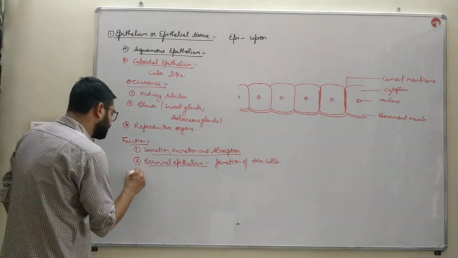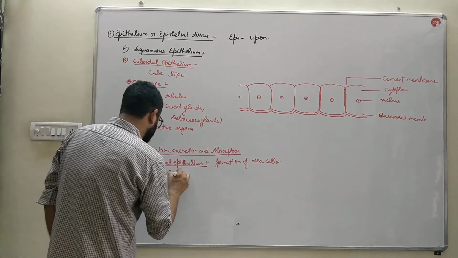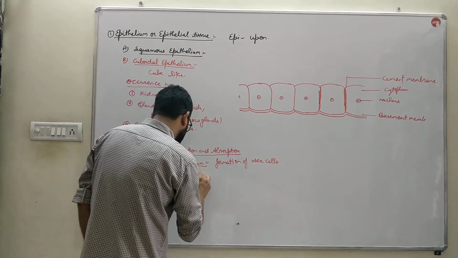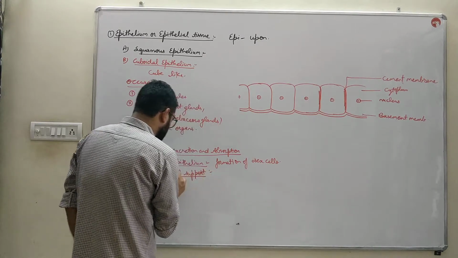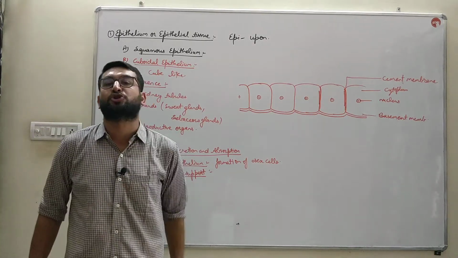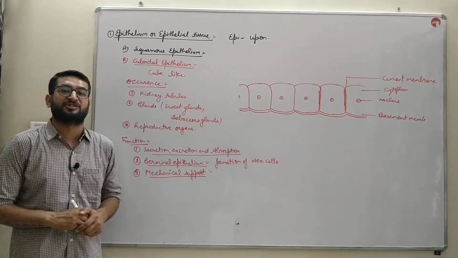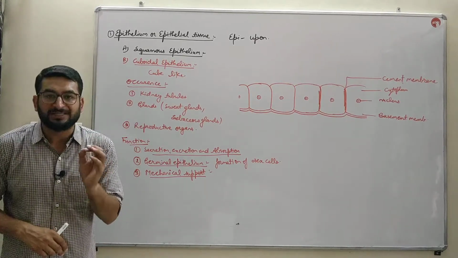The third function which it performs is mechanical support. Cuboidal epithelium also provides mechanical support to the tissues in which it is present. So these are the functions of cuboidal epithelium.